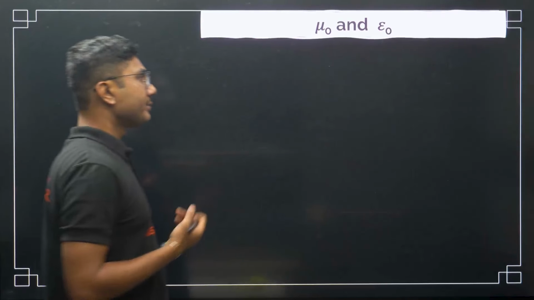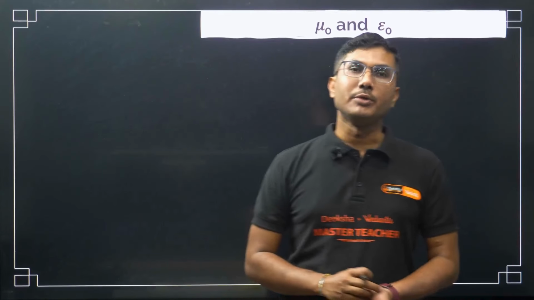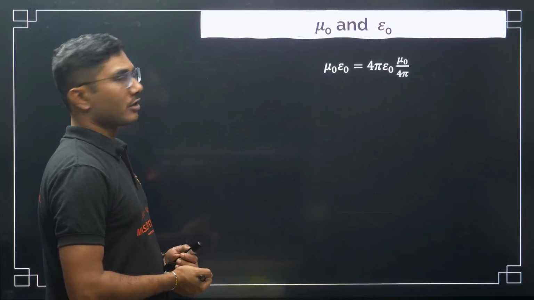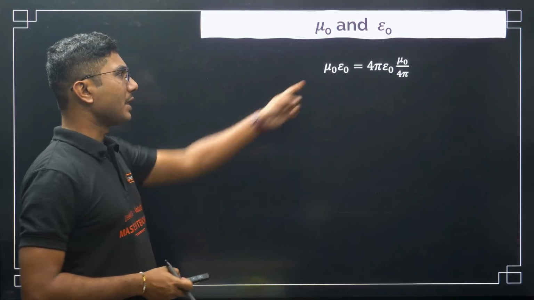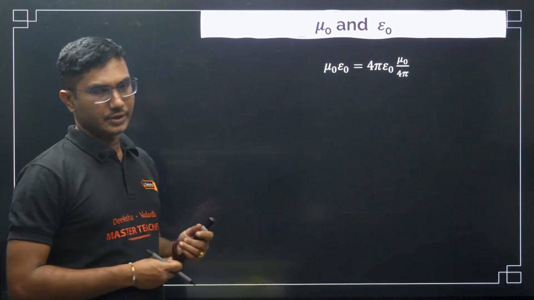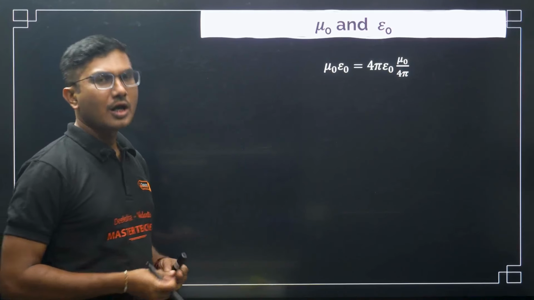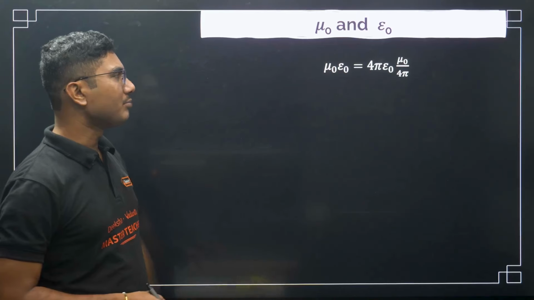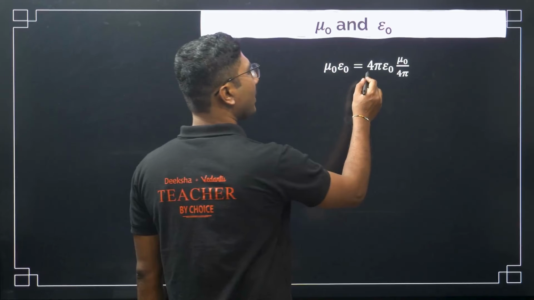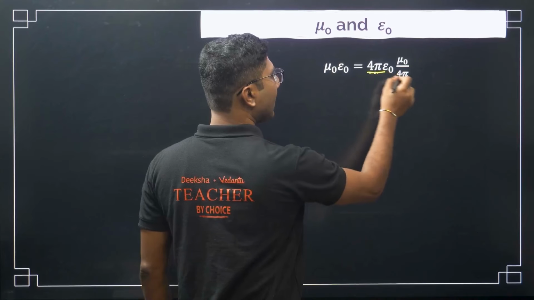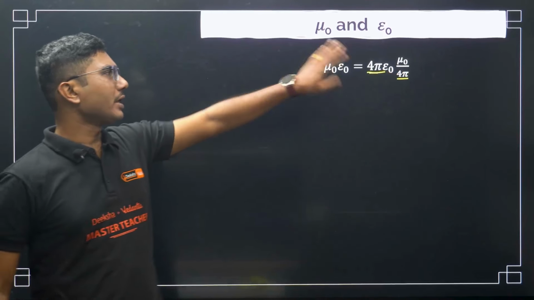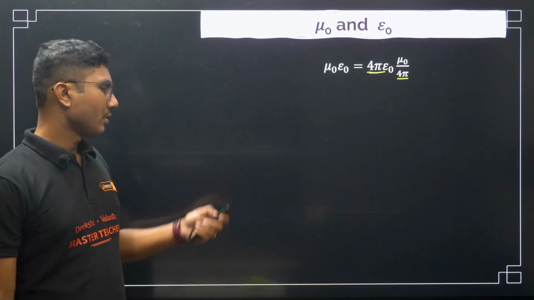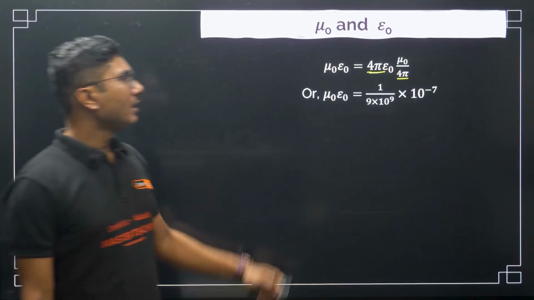Now let us do a small derivation of the relationship between mu naught and epsilon naught. Let us try to find the product of these two quantities, mu naught into epsilon naught. This is our starting point. What we are doing is multiplying by 4 pi and dividing by 4 pi.